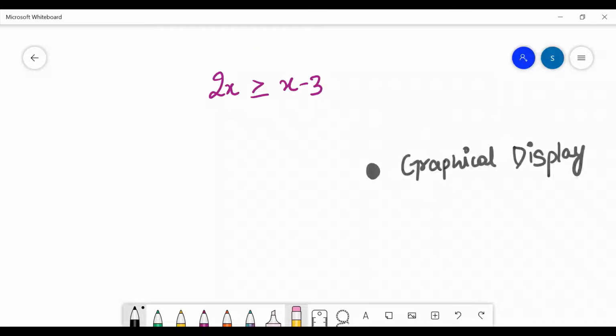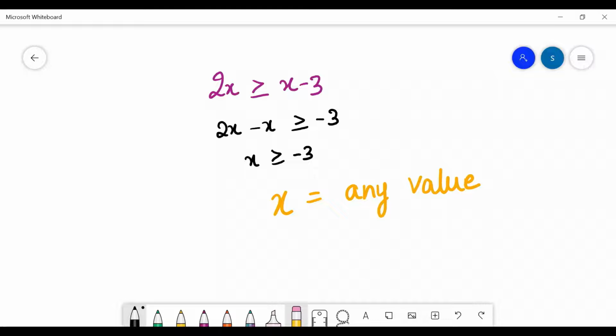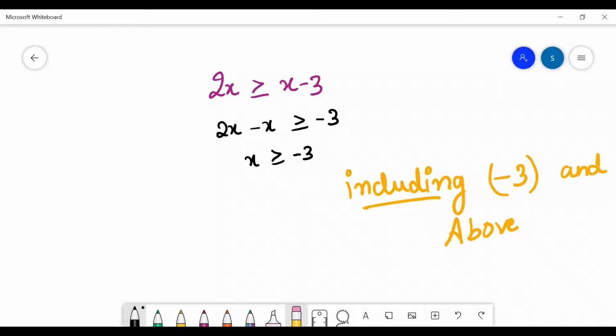So let's just consider this inequality 2x greater than or equal to x minus 3. Here you just solve it like you would do an equation. So take all the x terms on one side and all the constants on the other side and solve it. So here you have 2x, x gets to the other side, minus x greater than or equal to minus 3. So x is greater than or equal to minus 3. So this means that x can assume any value including minus 3 and above.